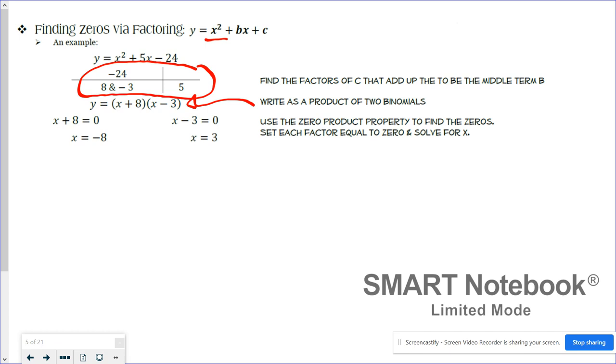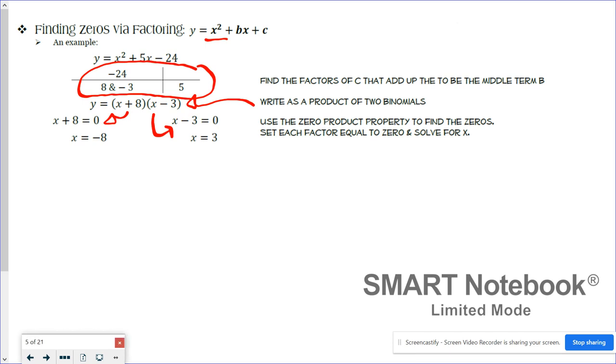From here, I can use my zero product property to find the zeros. I'm taking the factor, setting it equal to 0, and solving. Factor, set it equal to 0, solve. So -8 and 3 are both zeros of this particular quadratic.